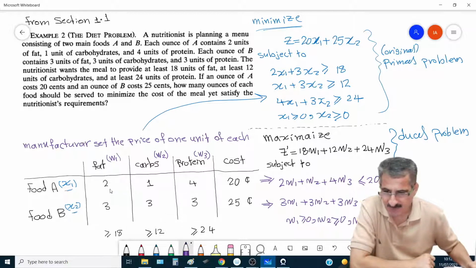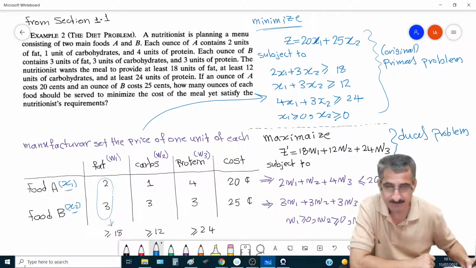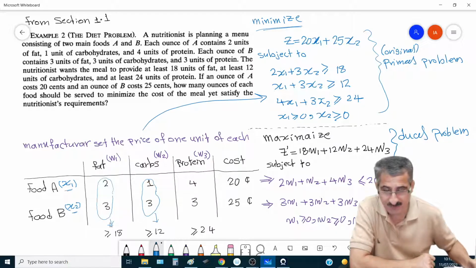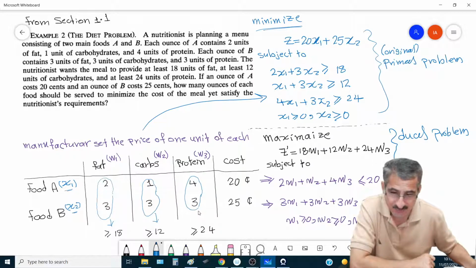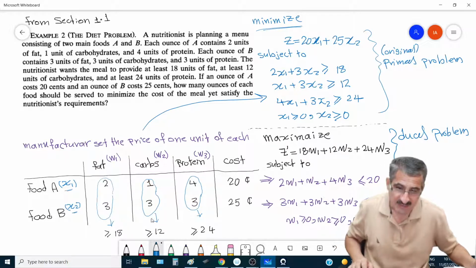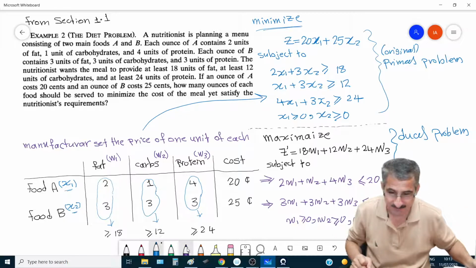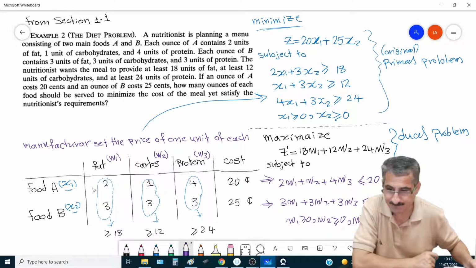Instead of using 2x1 plus 3x2 greater than or equal to 18, then x1 plus 3x2 greater than or equal to 12, then 4x1 plus 3x2 greater than or equal to 24, so we go the Kolman way. Instead of going that way, we will go a horizontal way. What do I mean? We will do the following.